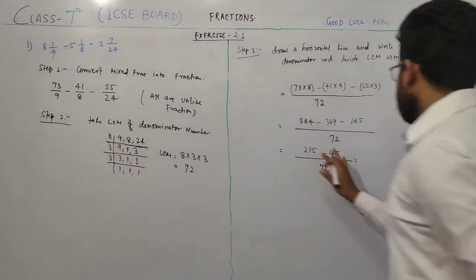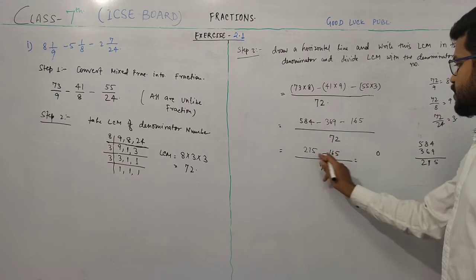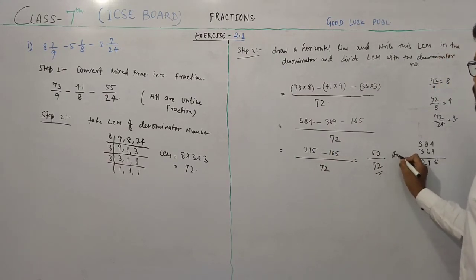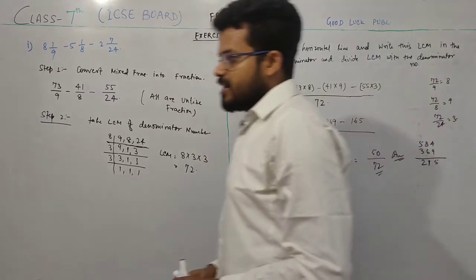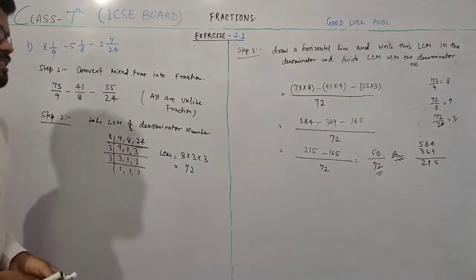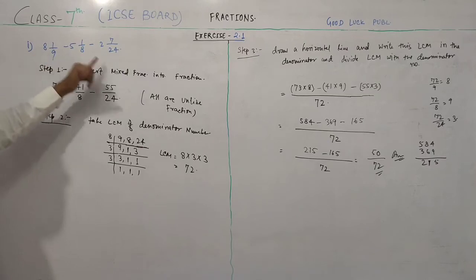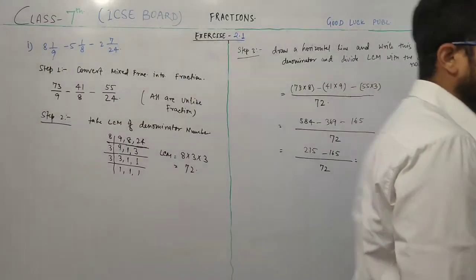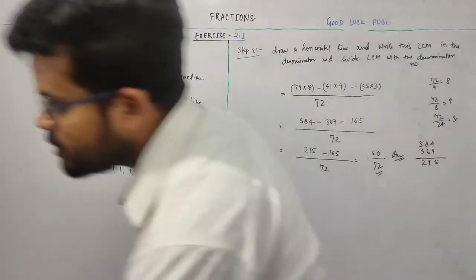So again subtract this. So this is 0 and this is 5. 50 by 72. So this is your answer. Okay. I think you are all clear about how to add or subtract these unlike fractions. Okay. So now come to the next question.